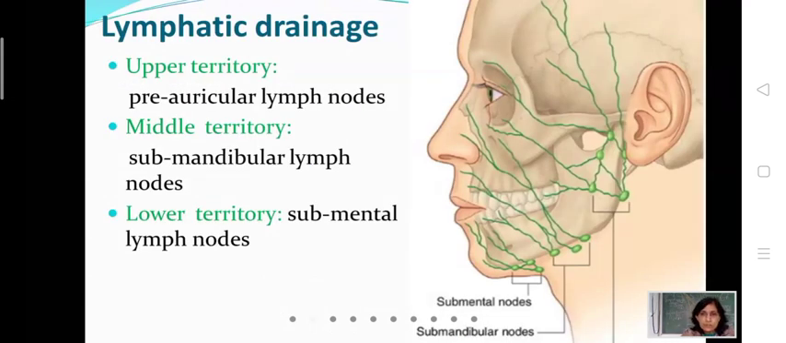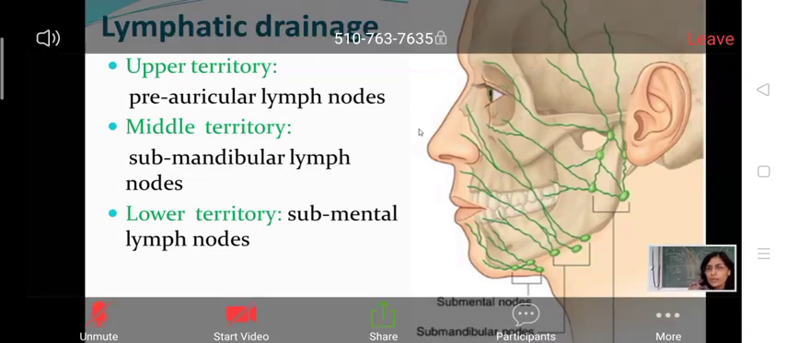Lymphatic drainage of face. The lymphatic drainage is also divided into 3 territories: upper territory, middle territory, and lower territory. Upper territory, somewhere here, like this. Middle territory here, and then a small part is lower territory.